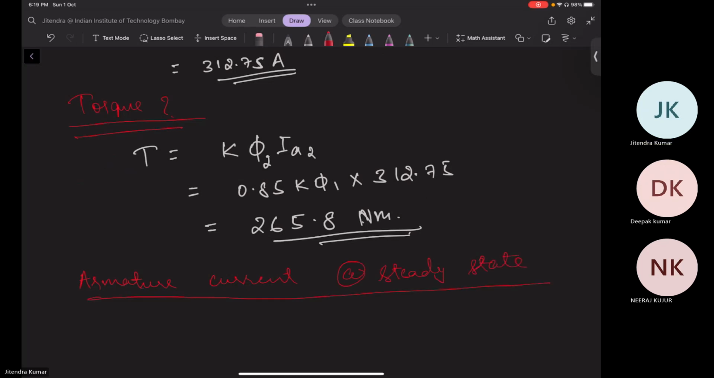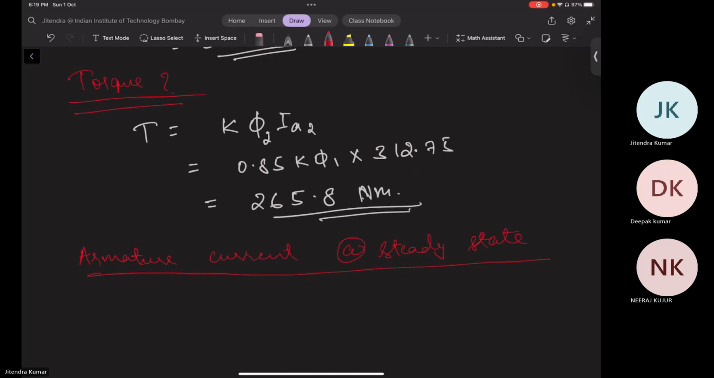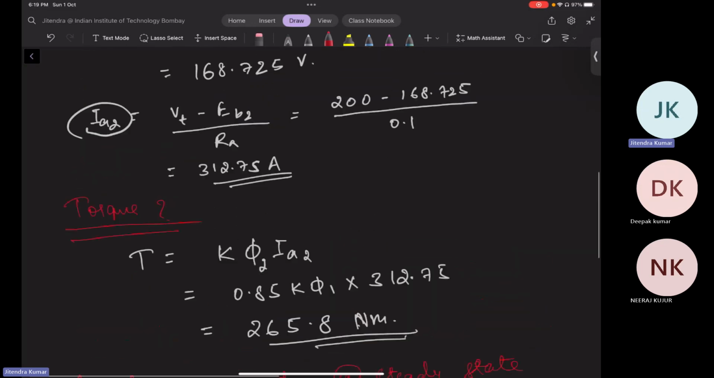Now, what will happen? Sir, I think it will decrease. What will decrease? Current, armature current at a steady state. At steady state, armature current will decrease from this to 312 amps, right? Not from 15 amps.